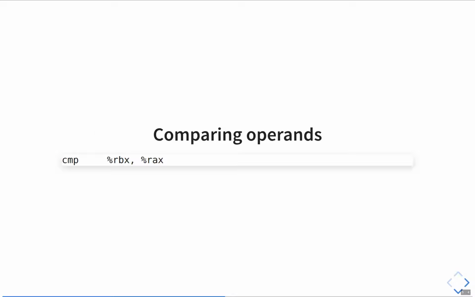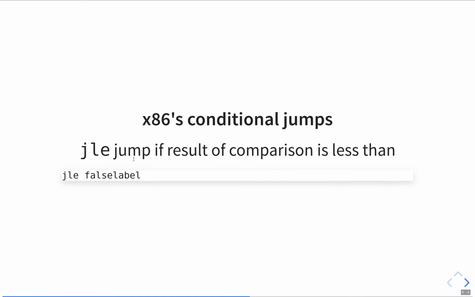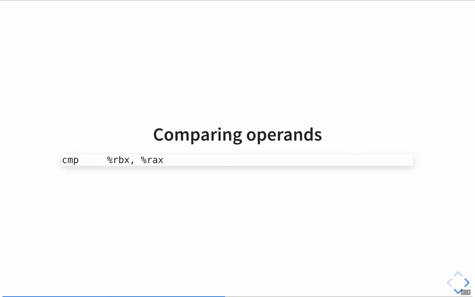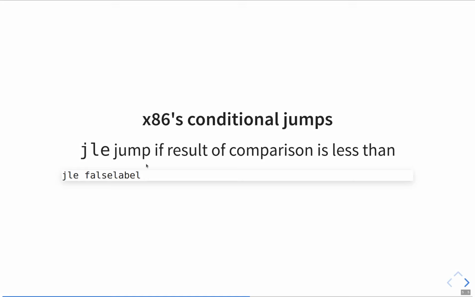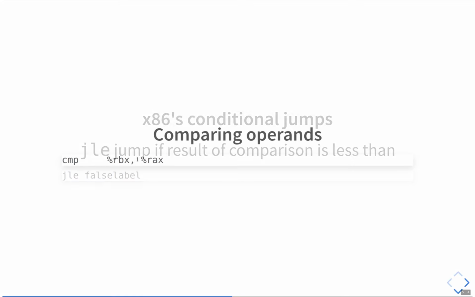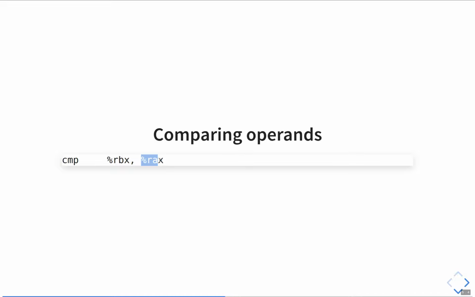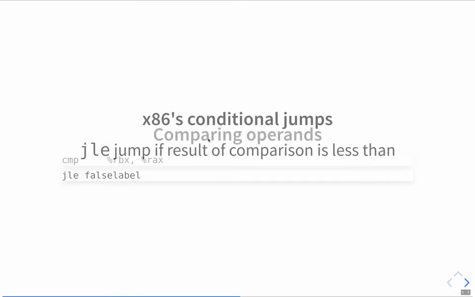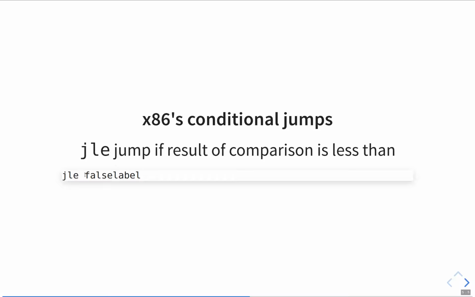So for instance, in here, there's some special flags like less than or equal to 0 or overflow and such. The big idea that you need to know is that first we perform a comparison to determine how one variable's value compares to another, and then we perform a conditional jump instruction to jump based off the result of that comparison. So in this case, we say compare RBX to RAX. If RAX is less than RBX, then jump to false label.